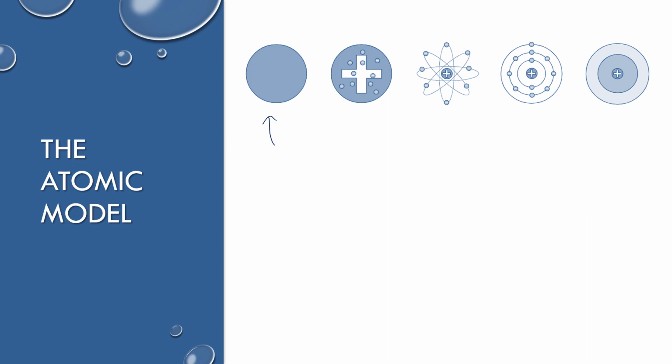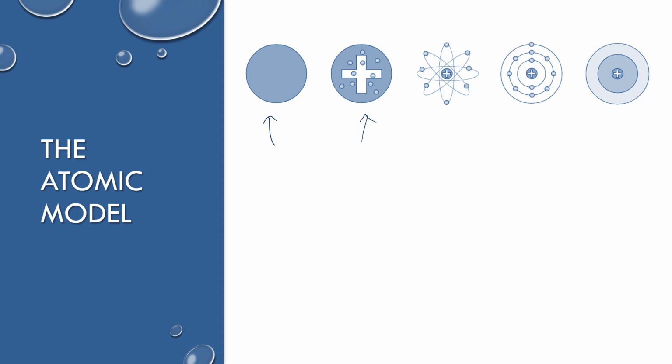So later on, with the discovery of the electron, J.J. Thomson developed what's called the plum pudding model, where it was this positive stuff that the small electrons are embedded in.